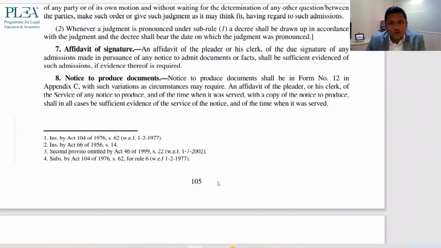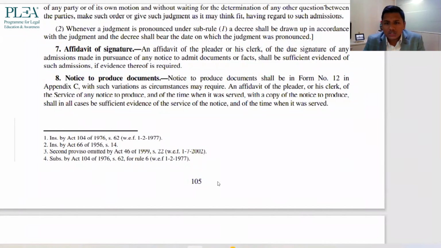Obviously, the wife is not going to attach the income certificates of the daughters to the affidavit, but as the husband, you can ask the court to issue directions that let them produce these documents before the court so that it will be a fair deal between the parties. Here, as one private party to the other private party, you can call for those documents for production. Notice to produce documents. Rule 8 I am reading.